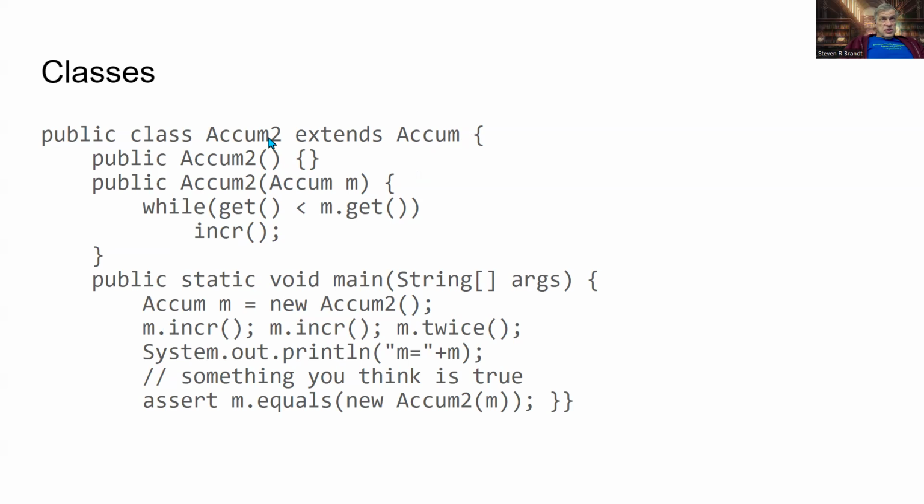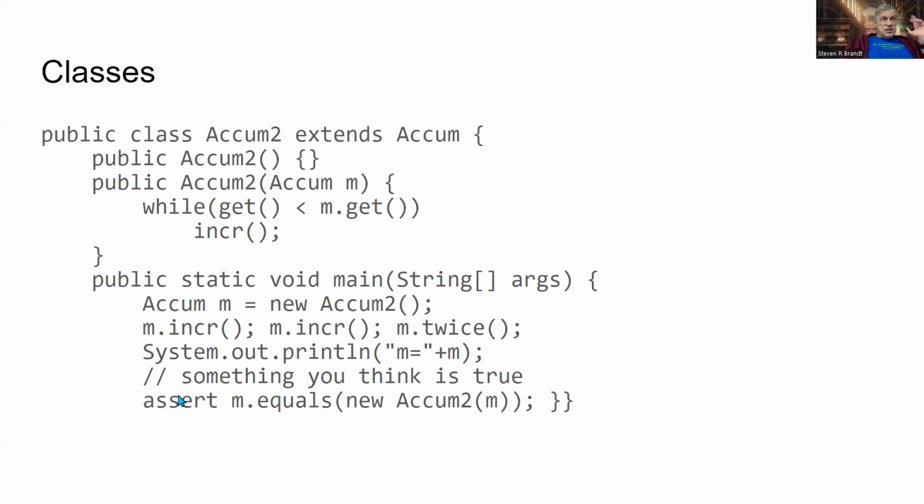Okay, so Accum2 is going to have 2 constructors. It's going to have an empty constructor, and another constructor which takes something of type Accum. And inside that method, we're going to have a while. When that while is called, we're going to call get on the current object. And as long as that's less than m.get, as long as it's less than the value here, I'm going to call anchor. The net effect is that when this constructor finishes running, the object will have the same value inside it as the value I passed here.